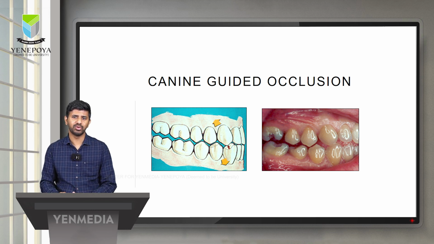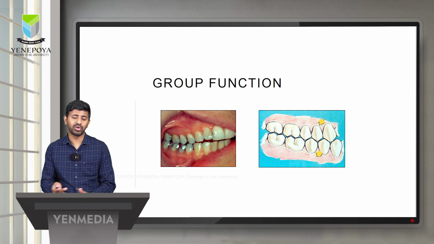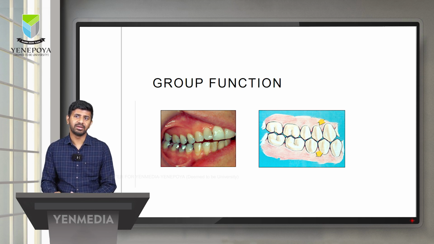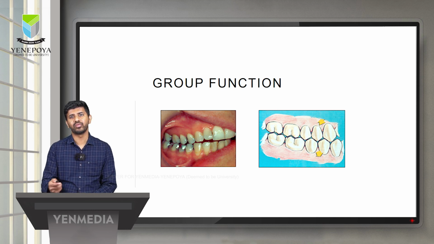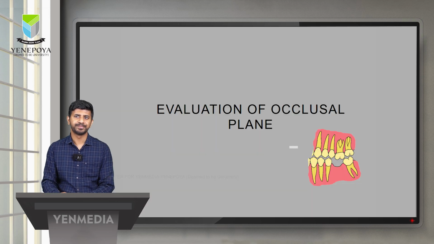It happens in healthy individuals where the canine cusp tips are sharp. Over a period of time, this canine gets atrophied more or less. Then the canine shifts from canine guided to group function. Group function means that instead of the canine alone coming in occlusion, more than two teeth in the posterior region come in contact during lateral excursion, and it is referred to as group function because they function in groups.